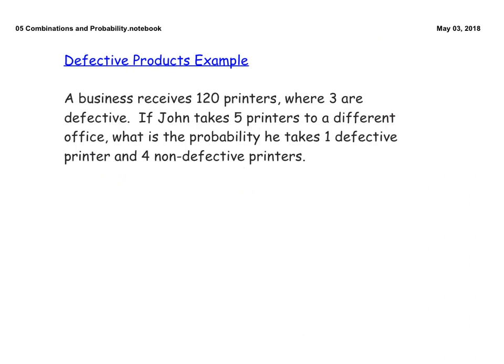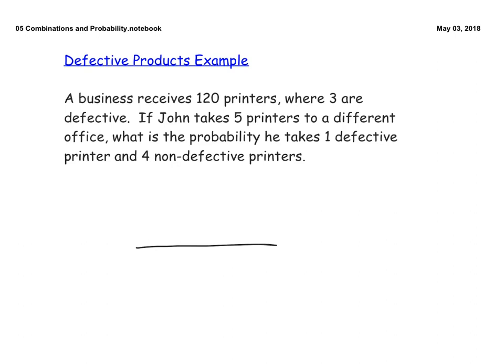Okay. I believe this is our last problem, so I'm going to go nice and slow. This is another defective one. So it says a business receives 120 printers and there's 3 defective. If John takes 5 printers to a different office, what is the probability he takes 1 defective printer and 4 non-defective printers? Again, let's just set up the denominator first.